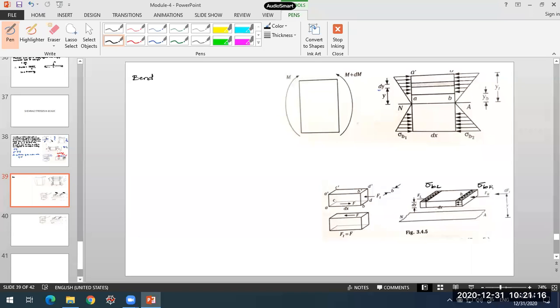So the bending stresses acting on a small element of depth dy. I am interested in knowing what the bending stresses are acting on the small element of depth dy. Here we'll take it as sigma BL and sigma BR on the left and right face.